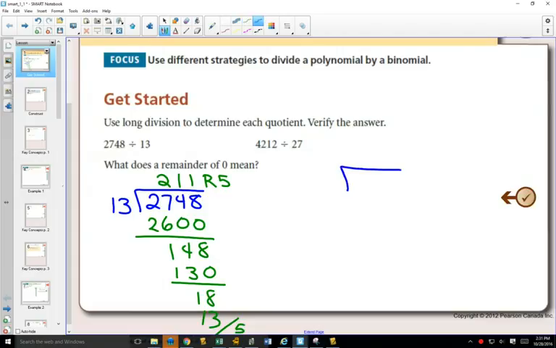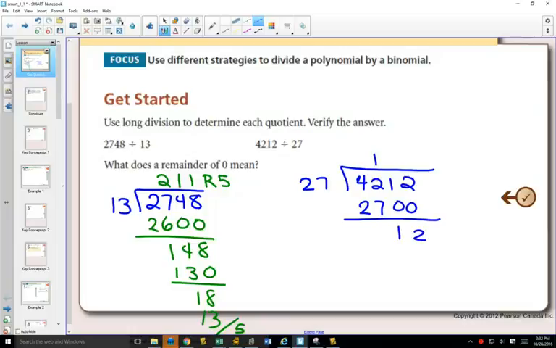So for this next one, we got 4,212 divided by 27. You start from the left. How many 27s are there in 42? 1. So you'd put that 1 over the hundreds column. 1 times 27 is 27. Put zeros there, and you could subtract. You're going to get 2, 1, 5, 1.